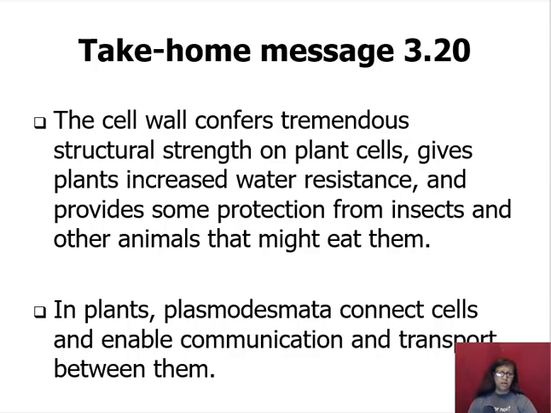We use that knowledge, right? In plants, we use their cell walls, and we call it wood, and we build buildings with it. So a cell wall can confer a tremendous amount of strength. As you know, wood is strong, right? It gives plant cells a tremendous amount of structural strength, increased water resistance, and some protection from insects and other animals that might want to eat the plant. And in plants, plasmodesmata connect the cells and enable communication and transport between them.